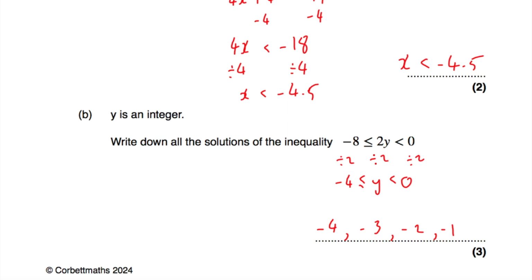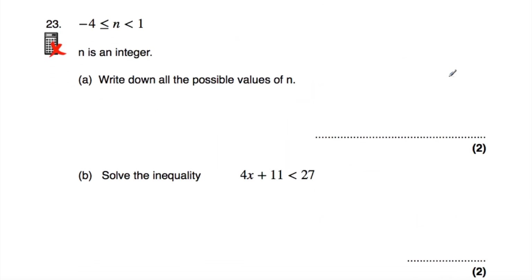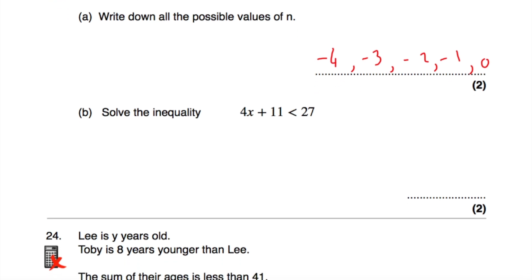Okay, let's look at our next question. So question number 23, we're told that n is an integer and it's bigger than or equal to negative 4 but less than 1. And we've been asked to write down all the possible values of n. So it's an integer, so it's bigger than or equal to negative 4, so negative 4, negative 3, negative 2, negative 1, 0, but not 1 because it's less than 1. So that's it, there are all the possible values of n. Okay, and then part B.